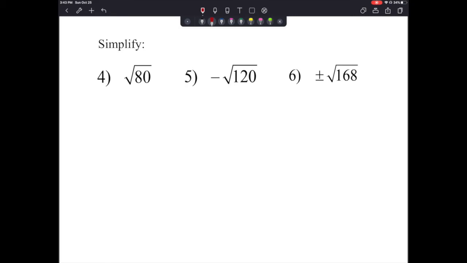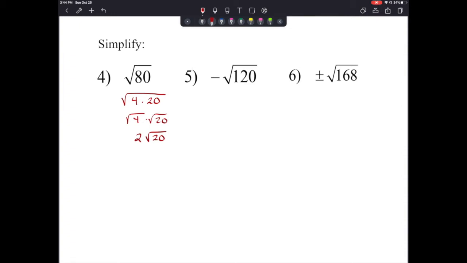For 80, I already know what my perfect square factor of 80 is, but if you don't, okay, let's say, for instance, you thought it was 4, because 4 does go into it. If I took this and broke it apart into 4 times 20, that'd be like the square root of 4 times the square root of 20. However, that gives me 2 radical 20. Okay, 2 radical 20 is the same thing as the square root of 80. However, is it totally simplified?